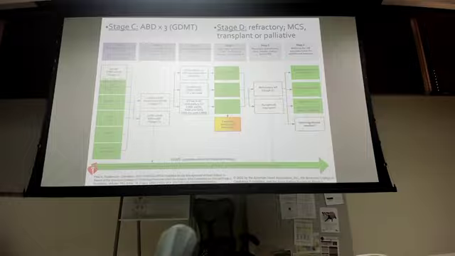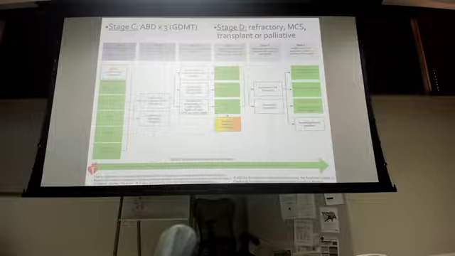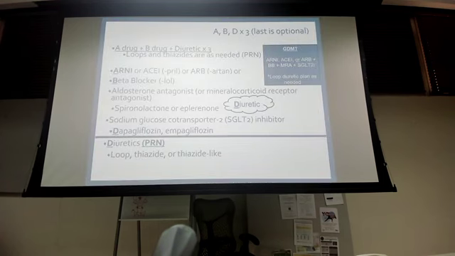And then stage D up there is way beyond our control. You're going to be seeing a cardiologist because you've got that refractory heart failure, you need a transplant or palliative care because your heart is just not functioning anymore, despite all the therapies that were brought on board. So there's our ABD times 3 again. The D is not optional, but the times 3, some of those are optional.